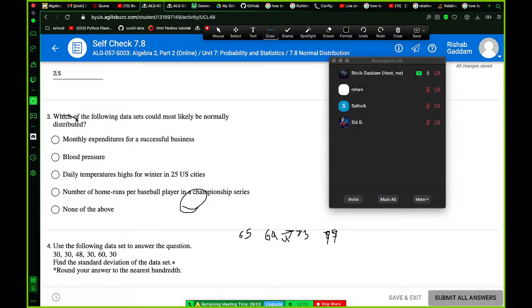So which of the following data sets would most likely be normally distributed? If you want to do this one, raise your hand. Okay, Satvik, it seems like you want this one. You can do this one.